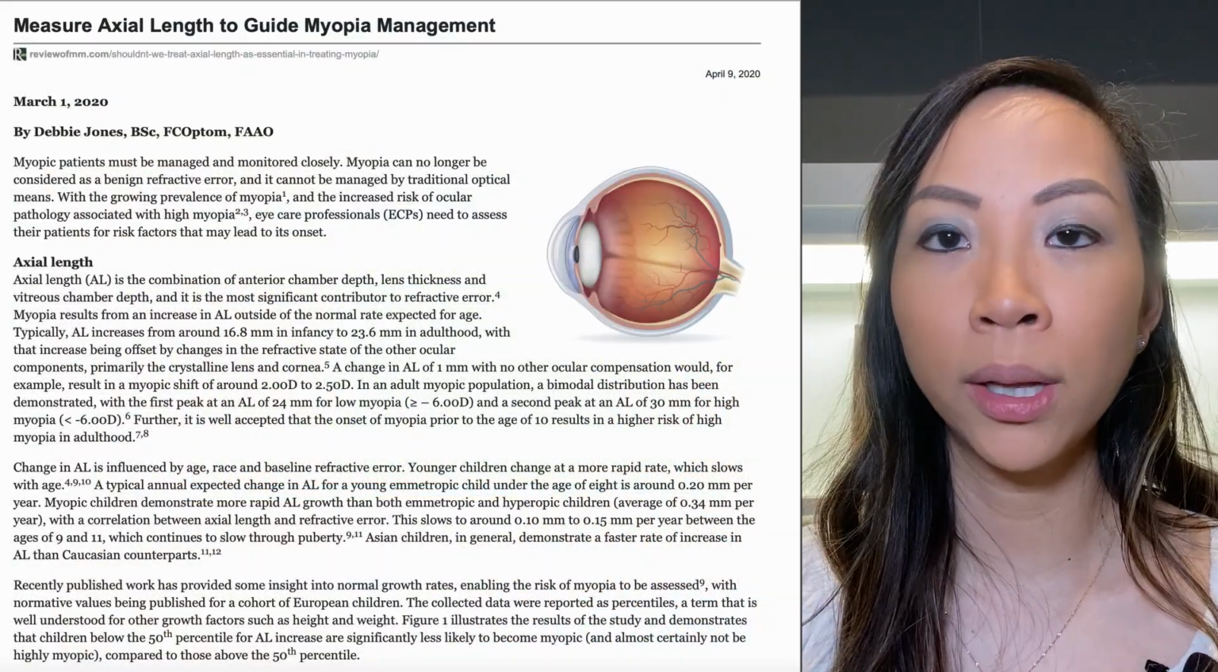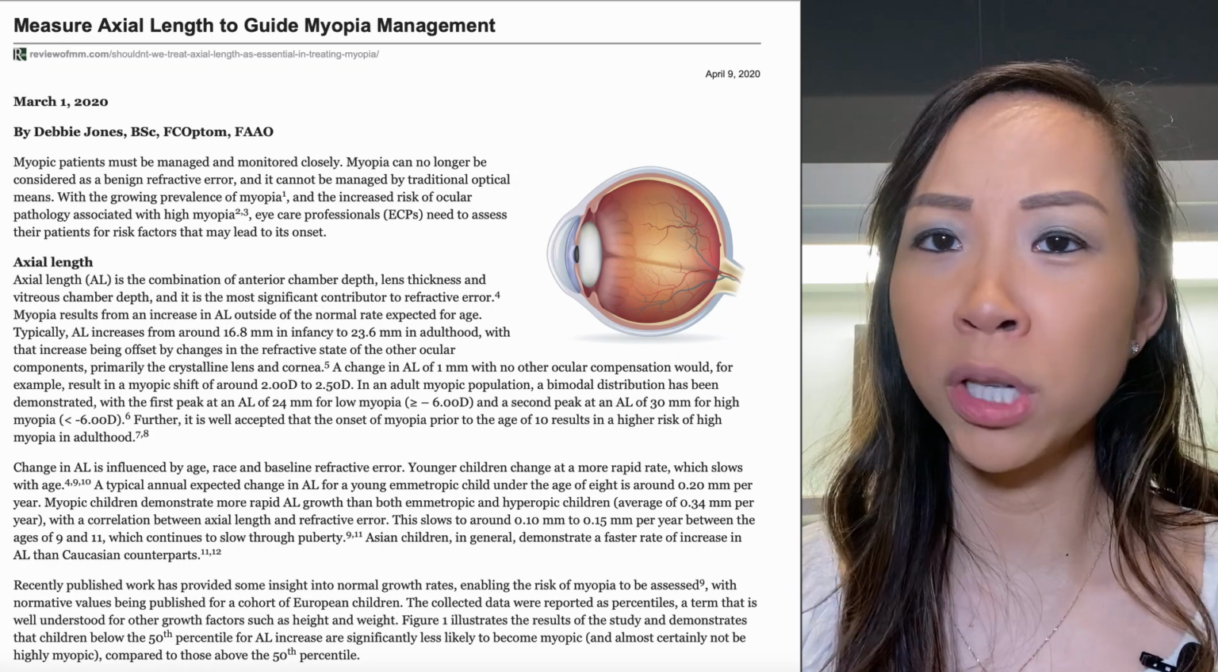Progression is not only demonstrated in the change in prescription over time, but we know it is also the change in axial length. There was a fantastic article by Debbie Jones that really drove the point home for me, where she proposed that we would only be doing half of our job in myopia management if we were only measuring, let's say, just refractive error, or if we were only measuring axial length. We arguably need both to obtain a complete profile of a patient over time.